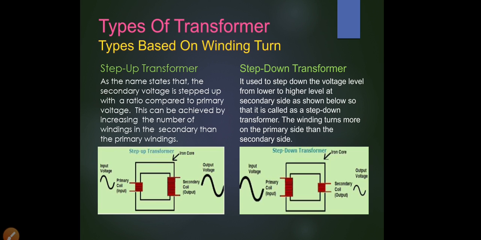Obviously, if you increase the number of turns in the secondary, then the voltage increases on the secondary side. That's why it is called a step up transformer. This figure shows a step up transformer. Observe that the input voltage is a sine wave here. The primary coil is on the input side, and when you apply voltage at the primary, power current passes through the primary coil.